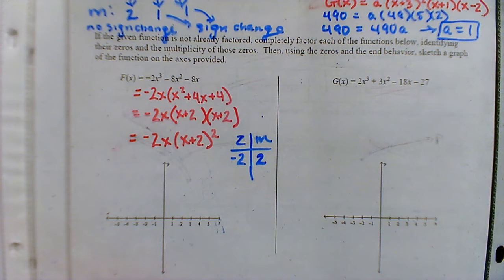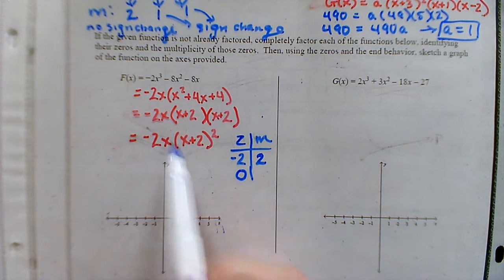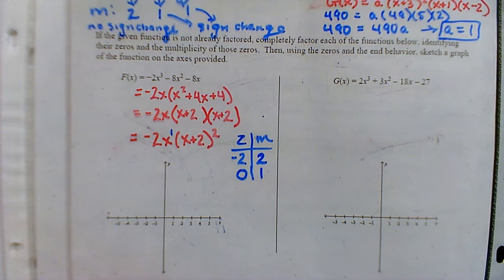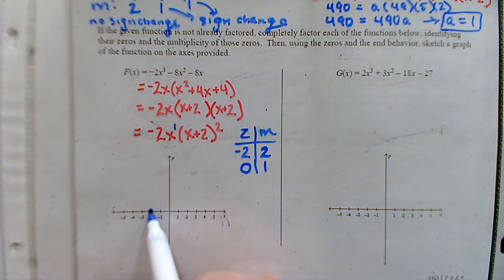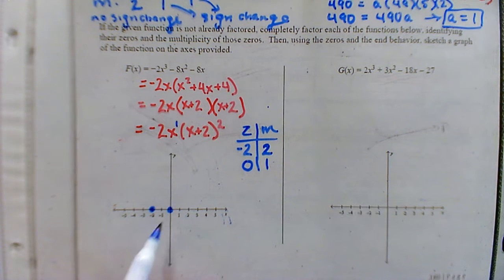Do we have another x-intercept somewhere? Yeah. 0, and how many times does that show up? Once, right? The power on that x is 1. Alright, so let's go ahead and graph these. So we know we can put a dot at -2 and a dot at 0. Based off the multiplicities, we know we're just touching the x-axis at -2 and we go through or strike through the x-axis at 0.